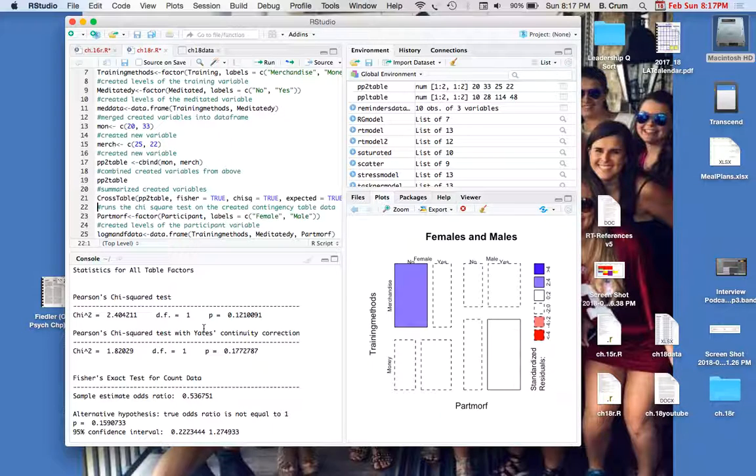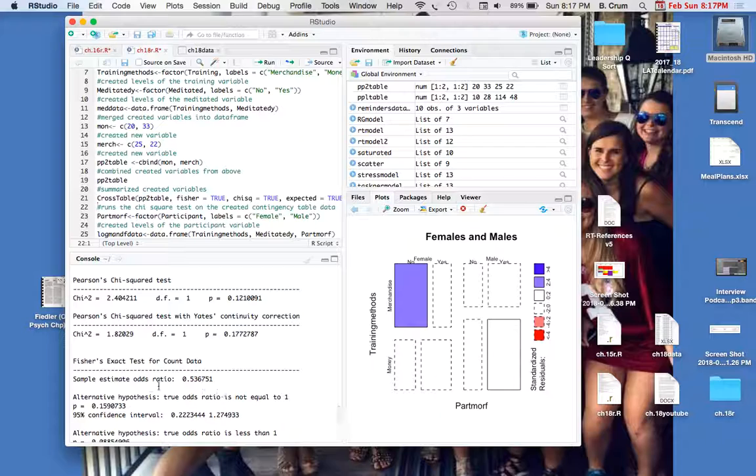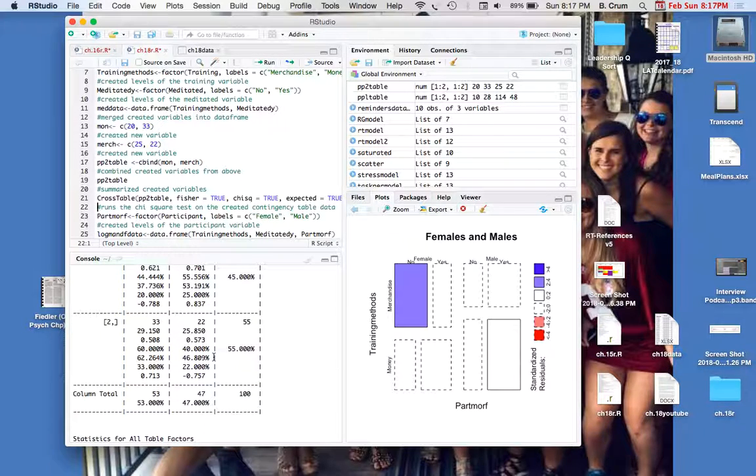Okay, and this is where we would see chi-square results and p-values, and that's the odds ratio. So then I was able to run this chi-square using the CrossTable function right here in the gmodels package, and that's this. The contingency table I created was what I just showed you right here.